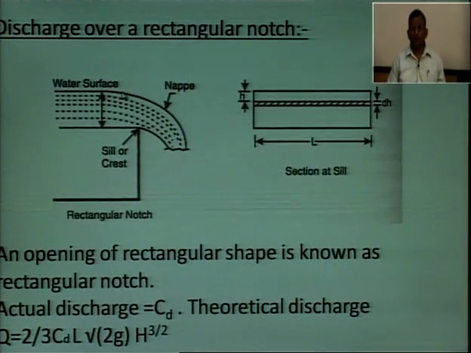Then discharge through a rectangular notch. So, this is a rectangular notch having the length and the depth. An opening of a rectangular shape is known as a rectangular notch. If CD is the coefficient of discharge, then the actual discharge is equal to the coefficient of discharge multiplied by the theoretical discharge. Then we get this formula: discharge is equal to 2/3 CD root 2g L H raised to power 3/2.